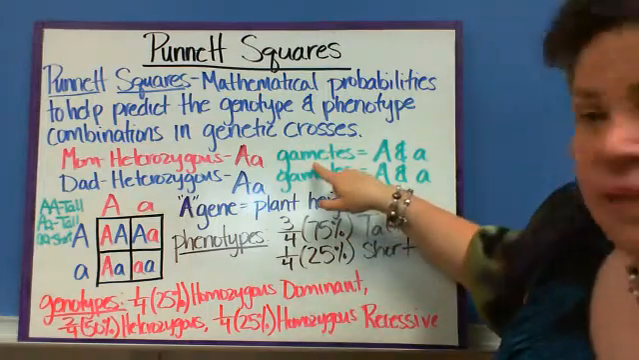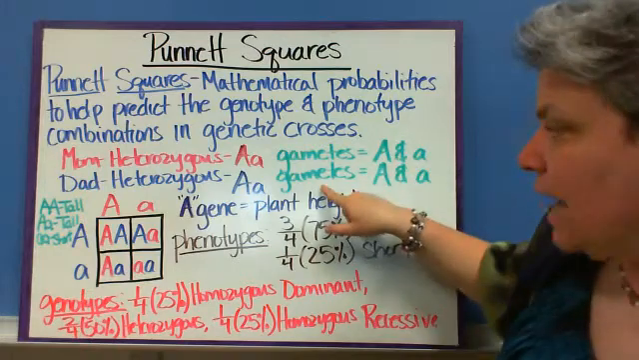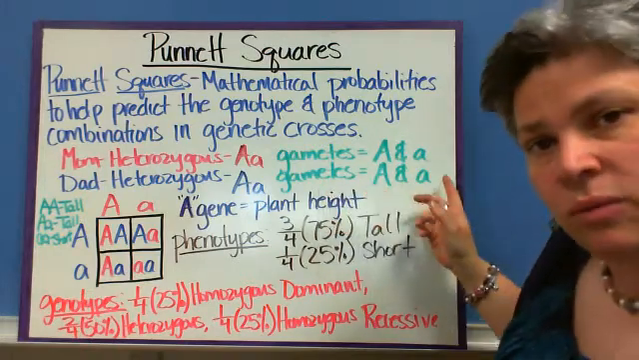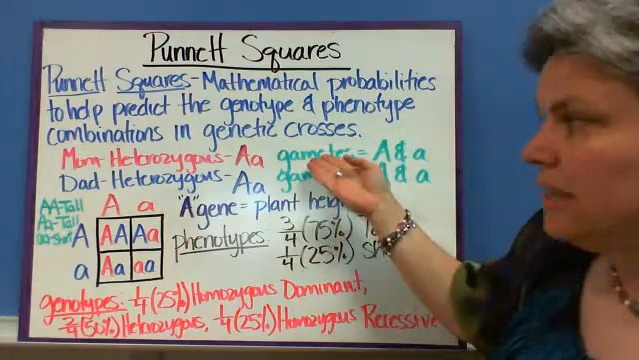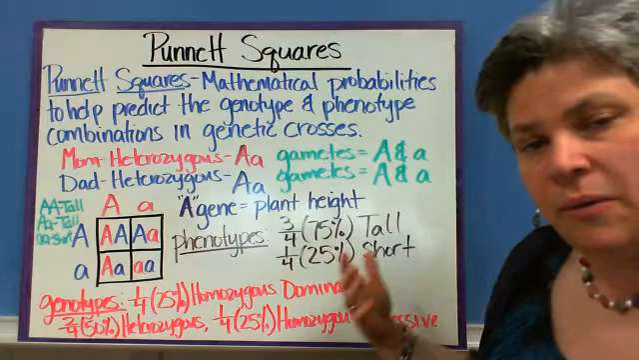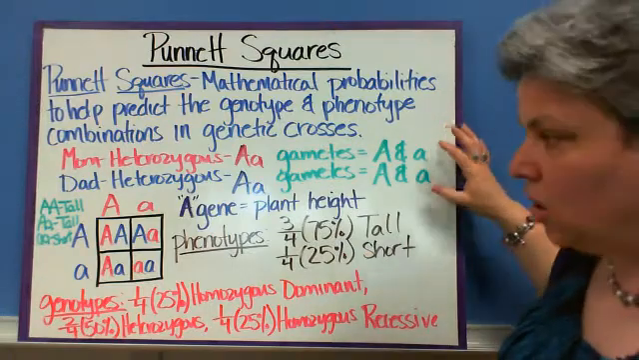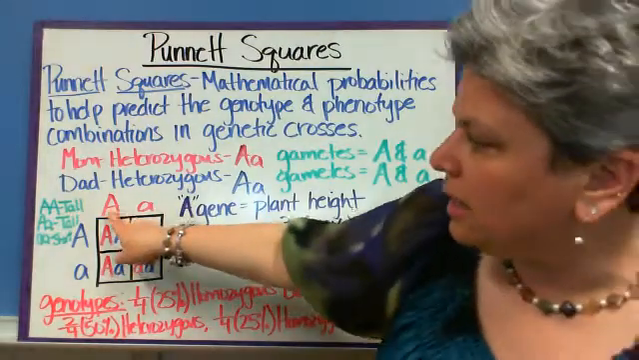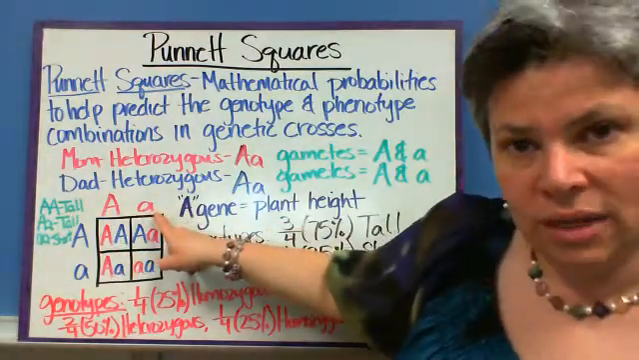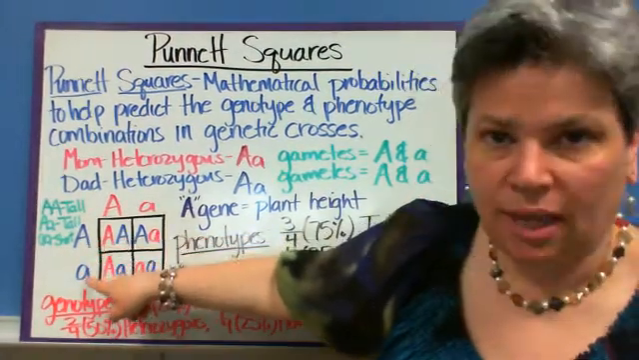So for mom, the gametes could have big A or little a, and for dad, the gamete could have big A or little a. So again, what is the gamete for mom? That would be the egg. And what is the gamete for dad? That would be the sperm. So now that I've separated them and I know what the gametes are, I'm going to write each option over one side, and then I'm going to write each option next to a side.